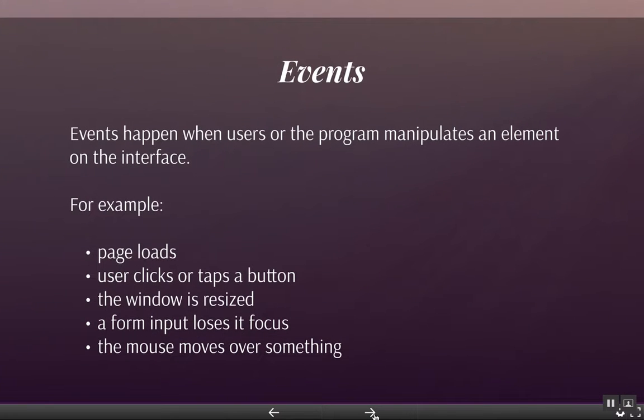Events can happen when users or the program in some way manipulates an element on the interface or in code. For example, the page might load, the user clicks or taps a button, the window is resized, a form gets input from the user, the mouse moves over something. These are all events that could make code run.